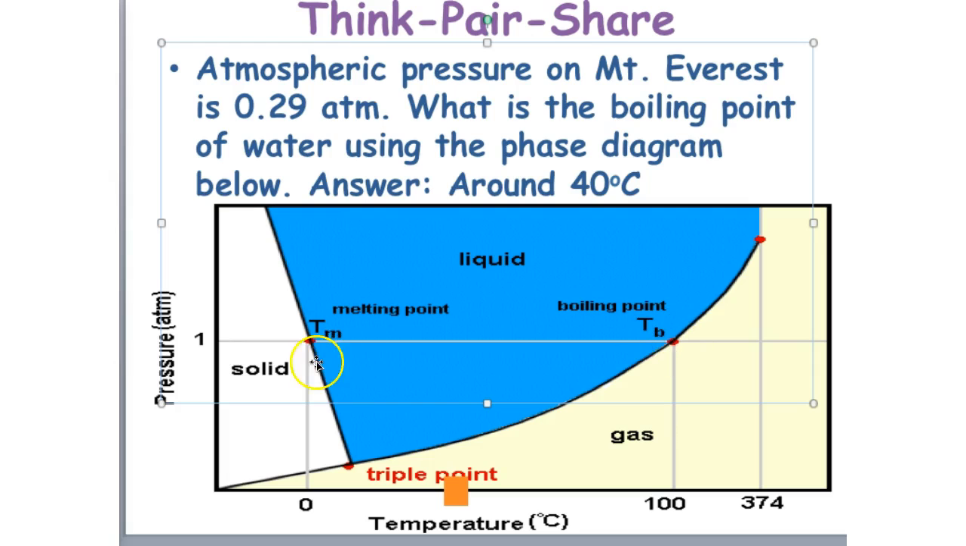The normal boiling point at 1 atmosphere tends to be here at 100, but that's not what the question asked for. It asked for the boiling point at this pressure, at Mount Everest. As you move up the mountains, the pressure tends to drop.